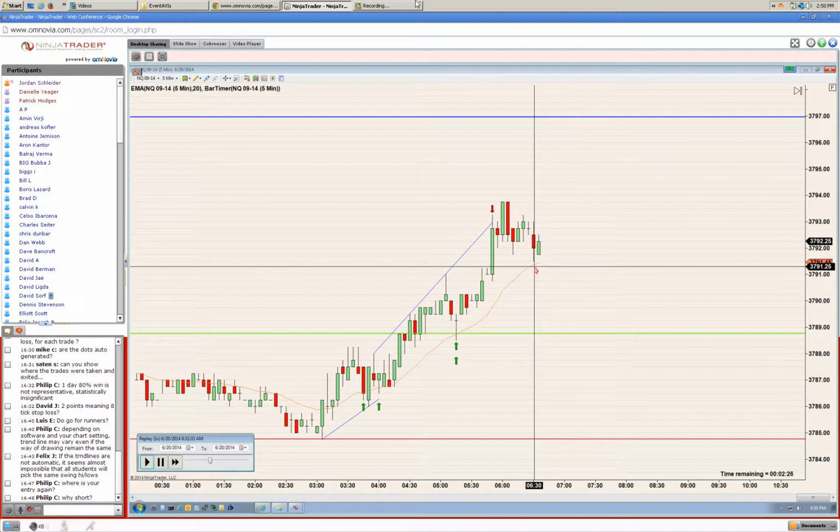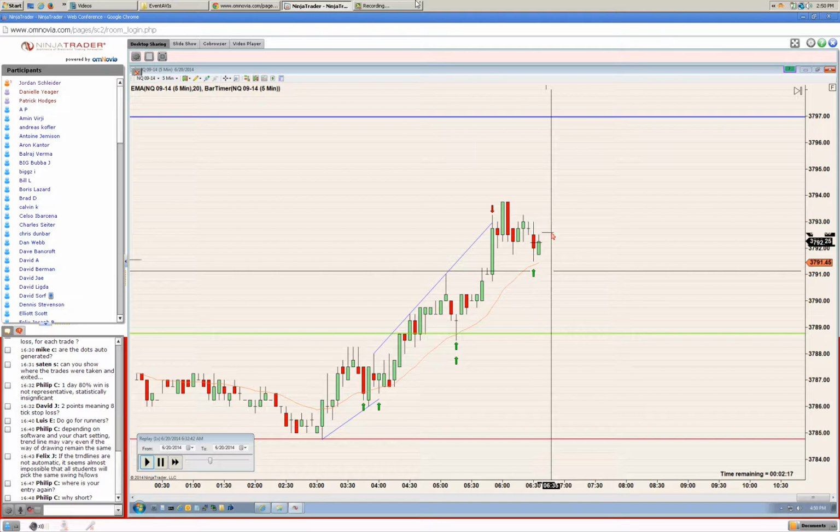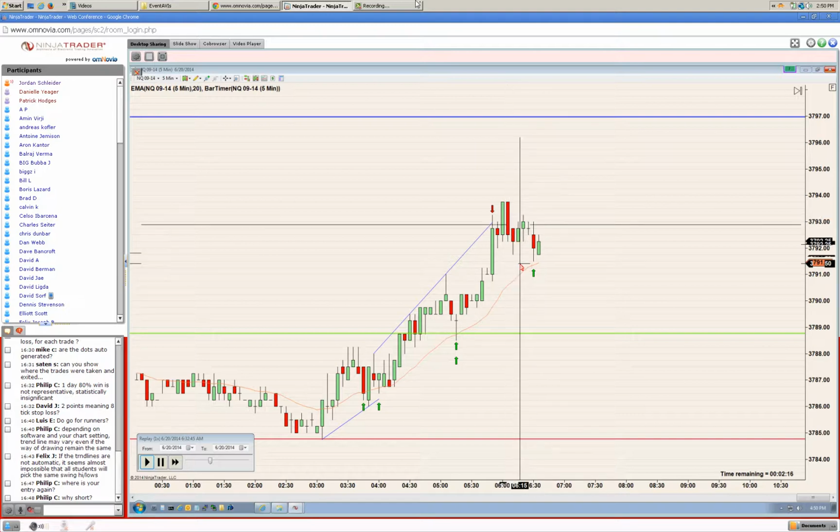Okay, there it is, right there. Sorry, I wanted to stop it a little bit before. I sped up a little too fast, but this is the long. Okay, and this reverses us out of that trade into a long trade.